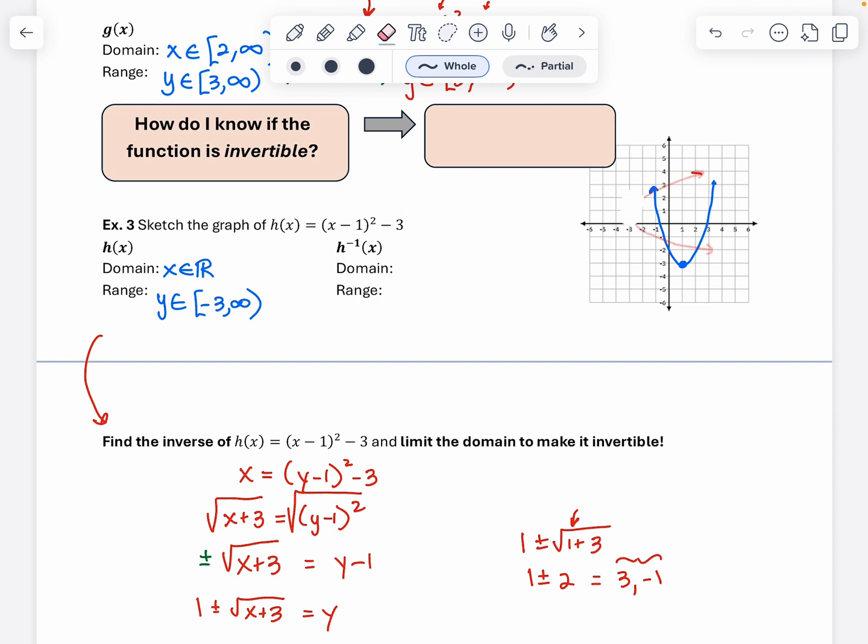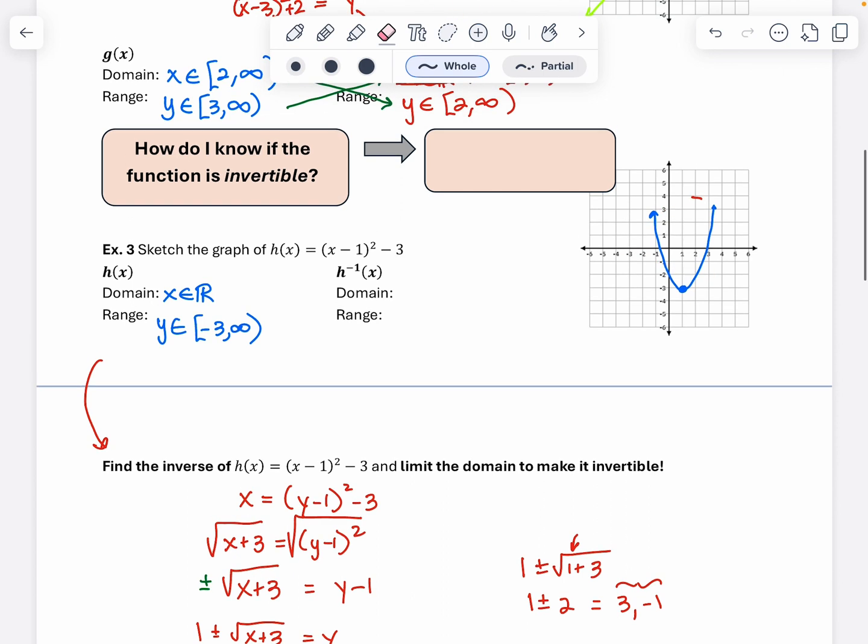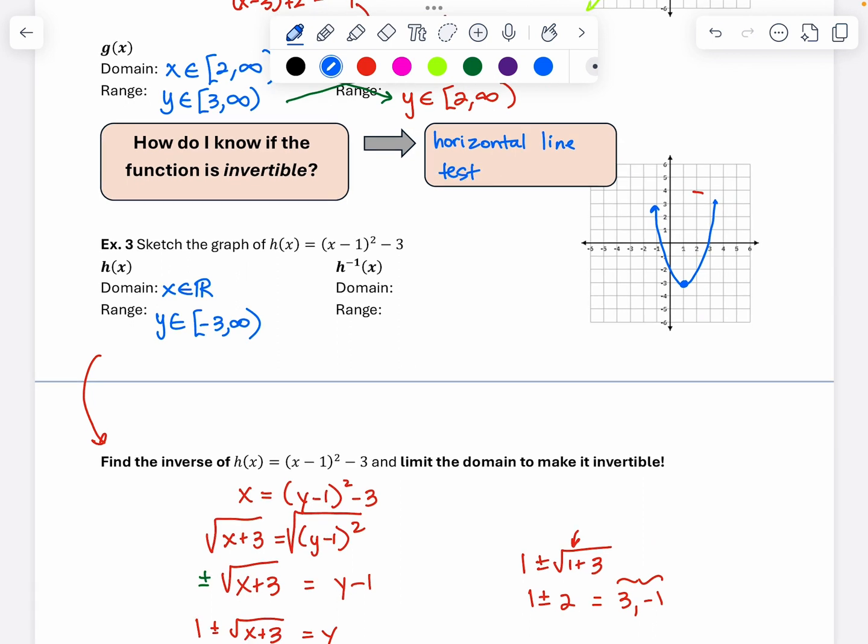So now I come back and say, let's go back to the beginning. How do I know if that original function was invertible? Well, we are going to add to our list of tests the horizontal line test. I know this blue function is a function because it passes the vertical line test, but it is not invertible because it doesn't pass the horizontal line test. I can draw a horizontal line and it crosses in more than one point, so it's not invertible.